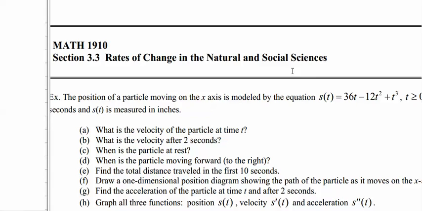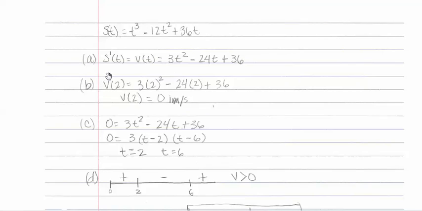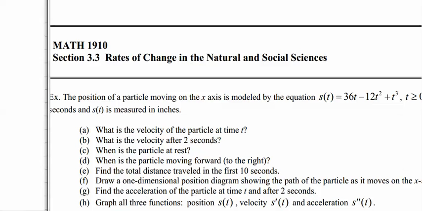The position of a particle moving on the x-axis is modeled by the equation S of t equals 36t minus 12t squared plus t cubed, t is greater than or equal to 0. First I'm going to find part A. I have to find the velocity of S of t. So S derivative of t equals velocity equals 3t squared minus 24t plus 36. So that's A. I found the velocity.